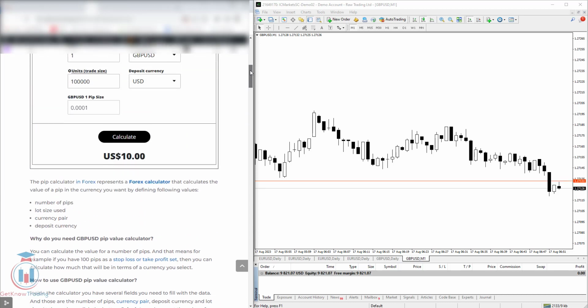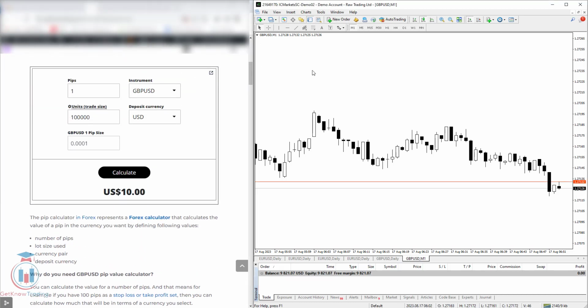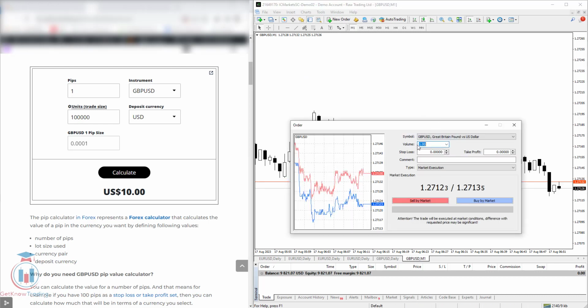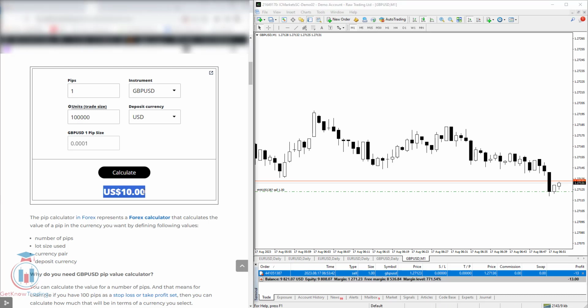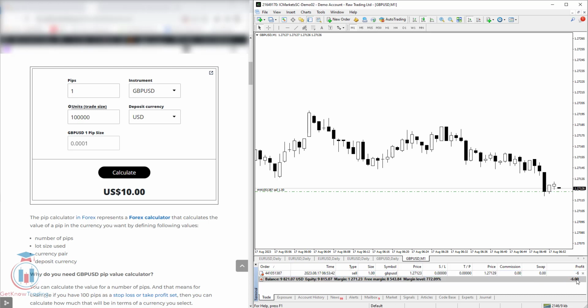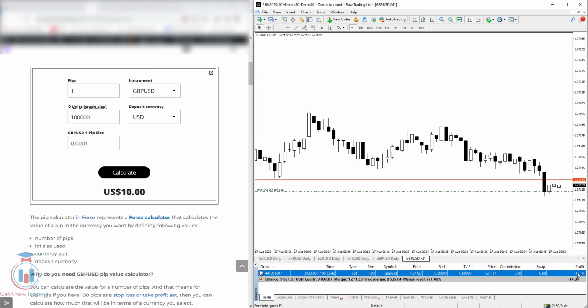So let's return here to the Pip value calculator and let's go to the trading platform, where I will open a new order with a 1 lot, just to show you an example how this works. So the Pip value calculator would give you here in US dollar how much money you would make or lose. Here inside the trading platform, in the column where the profit is, you have the number of pips, which is minus 1.2 pips. And below that you have amount in the deposit currency, which is US dollar. So if you are using here a Pip value calculator, you can put the same value here as you have in the trading platform and you will get the same amount of money.